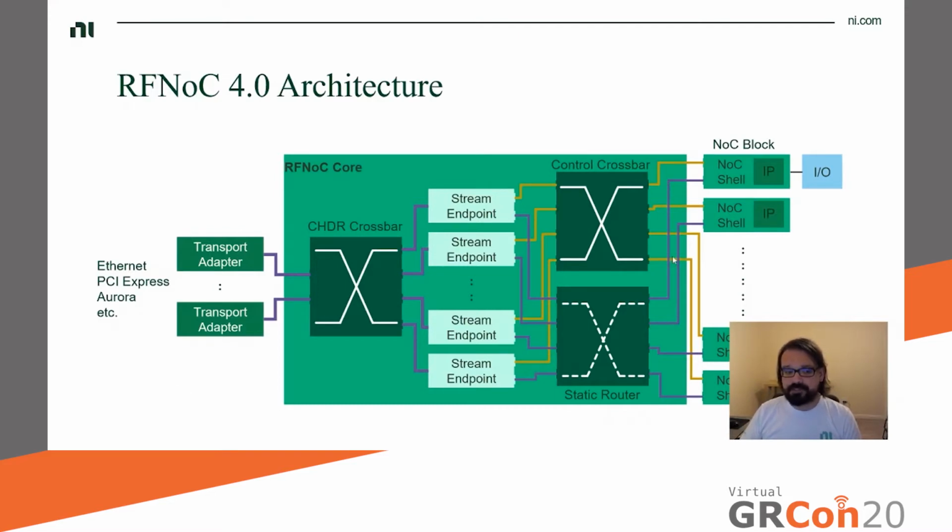Notice as well that the stream endpoints and the transport adapters are connected to a full crossbar, allowing any stream endpoint to be connected to any other stream endpoint or transport adapter and reconfigured at runtime. A stream endpoint is more or less the starting or ending point of a data stream, so connections between different statically linked subgraphs can be made and reconfigured as needed by an application without having to resynthesize the FPGA image. We'll see an example of this a little later on.